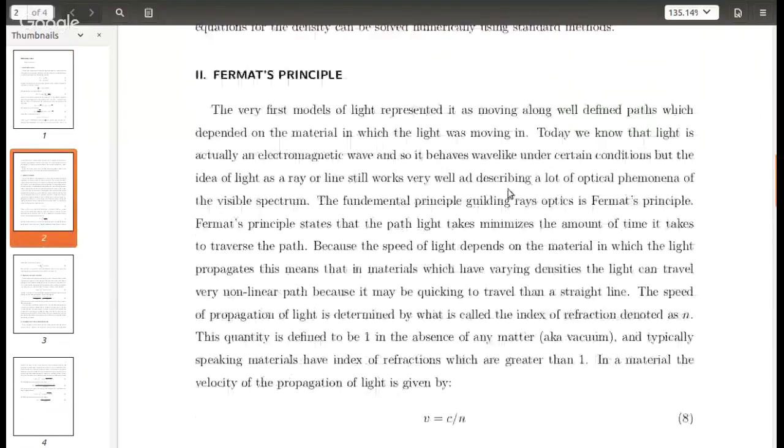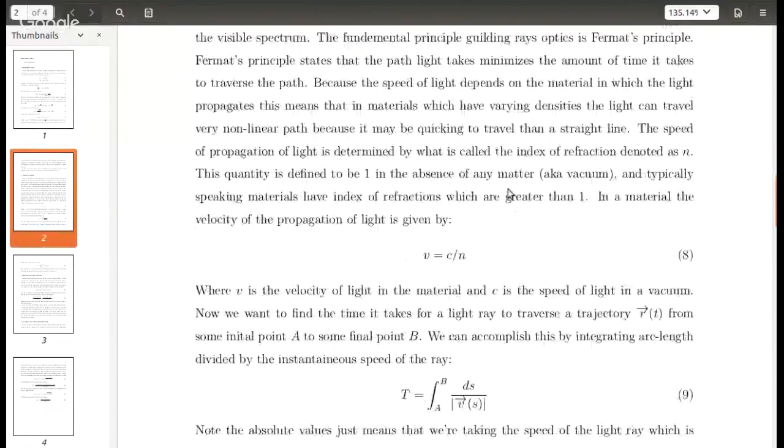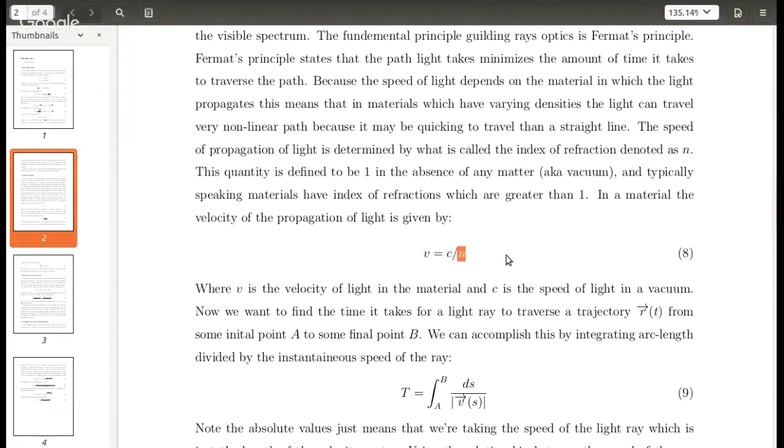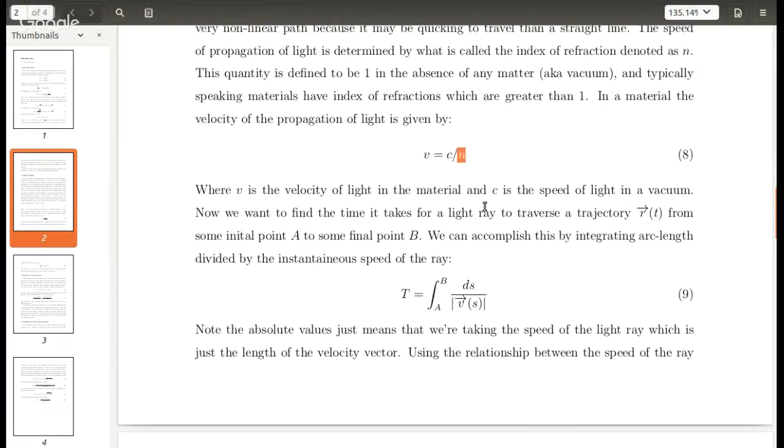Okay, so I have a little bit about Fermat's principle. Basically, generally speaking, the speed of light in a material is given by the speed of light in a vacuum, that c, divided by the index of refraction. And so I do a little derivation here. If I want to calculate the time that it takes to get from point A to point B, I integrate this quantity over the path between A and B.